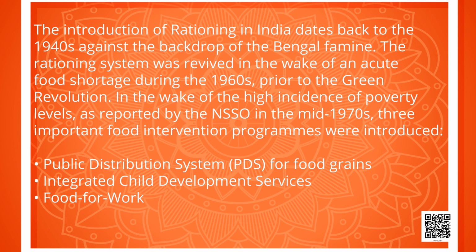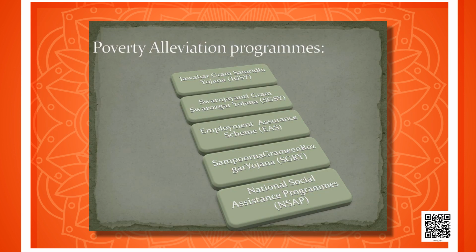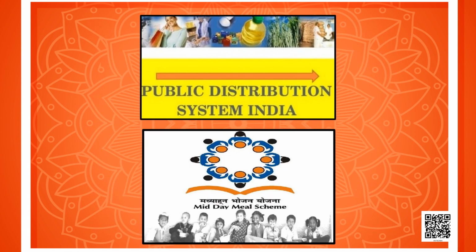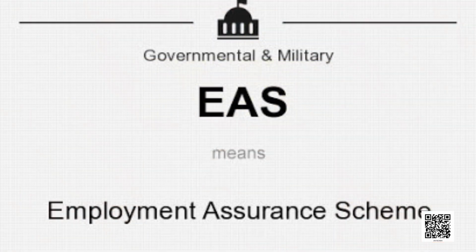Over the years, several new programs have been launched and some have been restructured with the growing experience of administering the programs. At present, there are several poverty alleviation programs, mostly in rural areas, which have an explicit food component also. While some of the programs such as PDS, midday meals, etc. are exclusively food security programs, most of the PAPs, that is poverty alleviation programs, also enhance food security. Employment programs greatly contribute to food security by increasing the income of the poor.